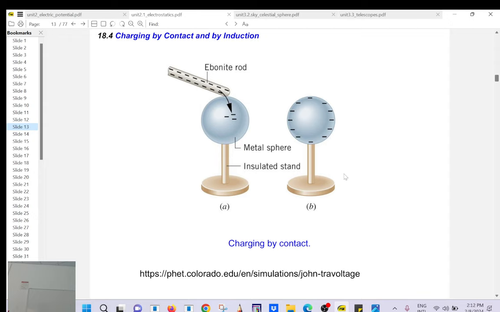So only this part is conducting. Here I have some kind of varnish that will insulate. So it's not a conductor here, but this is a conductor. So the electrons will repel each other. Okay, so you can see here.